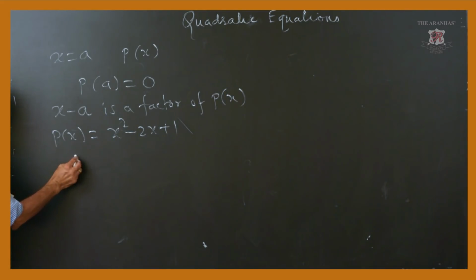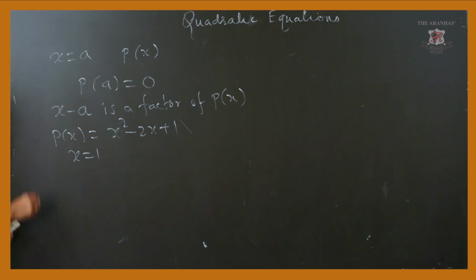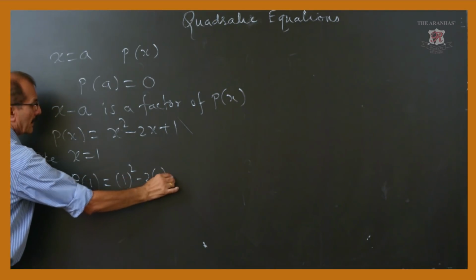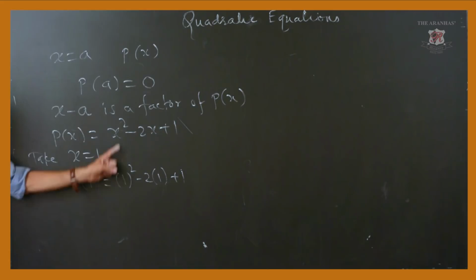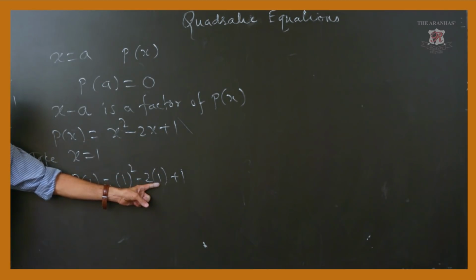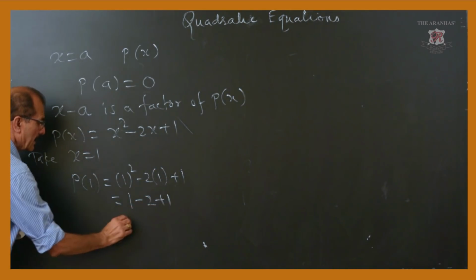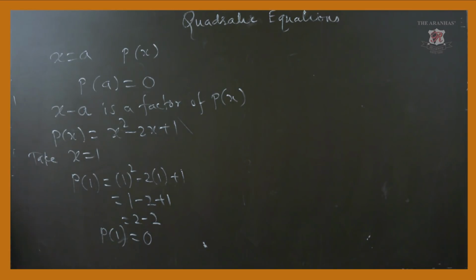Now, I say x equal to 1. Take this value of x equal to 1 and substitute in this polynomial. So, P of x means 1 square minus 2 into 1 plus 1. I repeat, put x equal to 1 in this polynomial. P of 1 is equal to 1 square minus 2 into 1 plus 1. So, what you get is 1 minus 2 plus 1, which is 2 minus 2, which is 0. So, P of 1 is equal to 0.